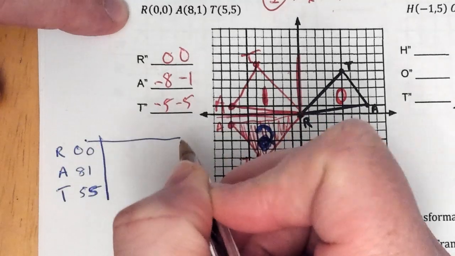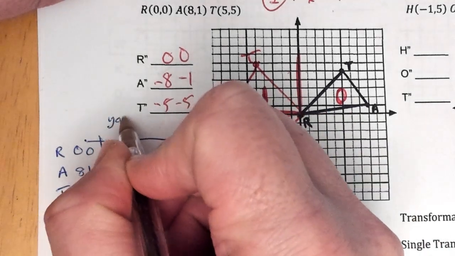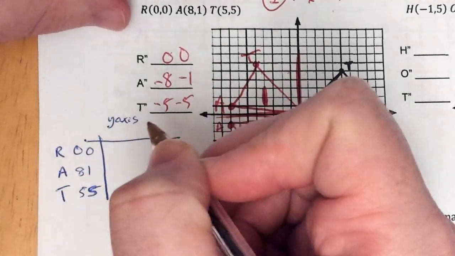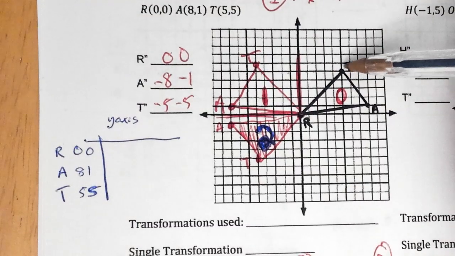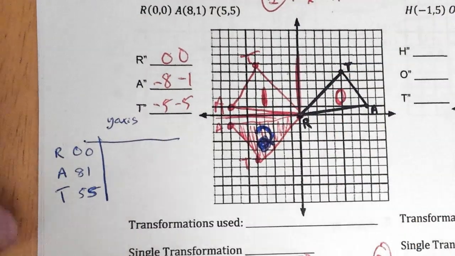Okay. The first thing they said to do was reflect over the y-axis. And when you reflect over the y-axis, the y stays exactly the same. Ooh, check this out.